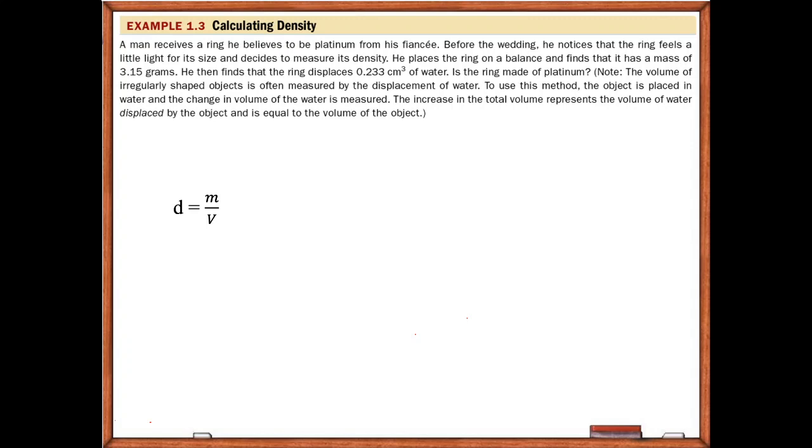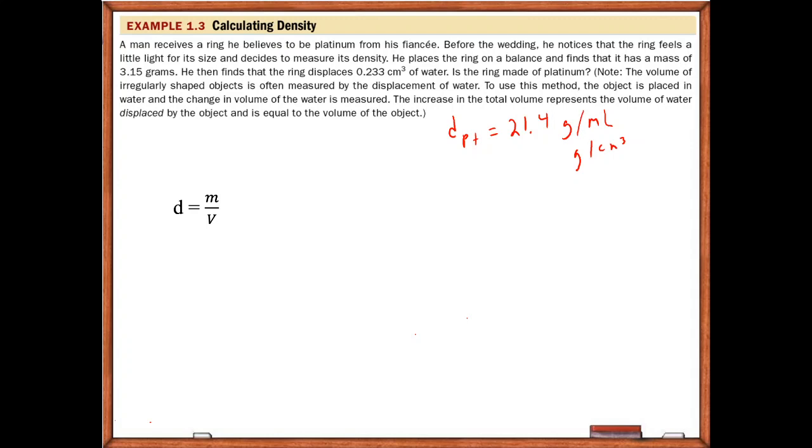Okay, so let's work this one out. The first piece of information we need is the density for platinum, and I just looked this up beforehand. It's going to be 21.4 grams per milliliter. And that's the same as saying grams per centimeter cubed. Those are interchangeable units, since we have a one-to-one relationship between milliliters and centimeters cubed.